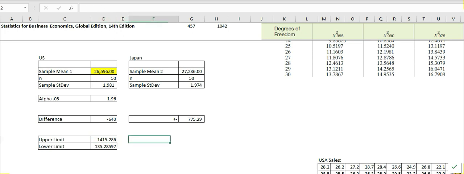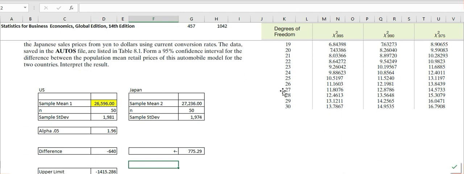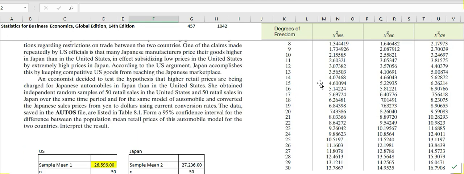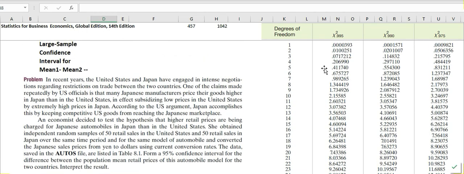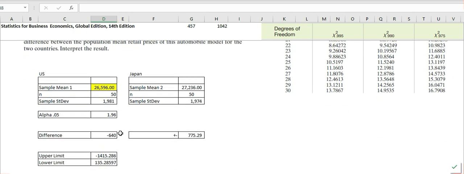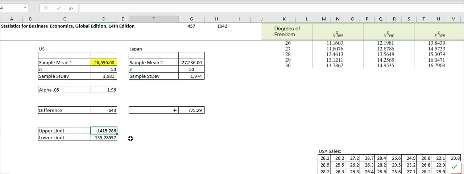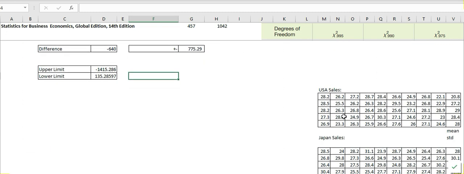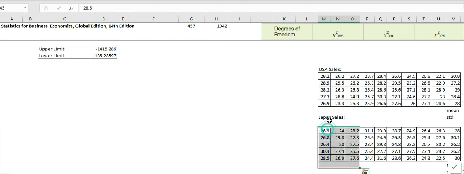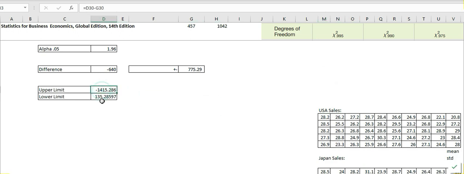So I think I've already discussed all of the things. By the way, this table here is not related to you. This is from the past activity that we had. So this is the difference. The answer is the difference between these two prices here, from negative $1,415 to $135.